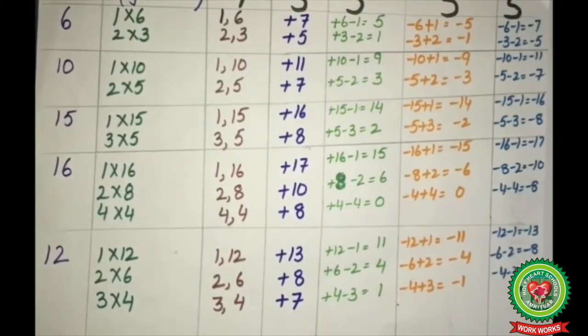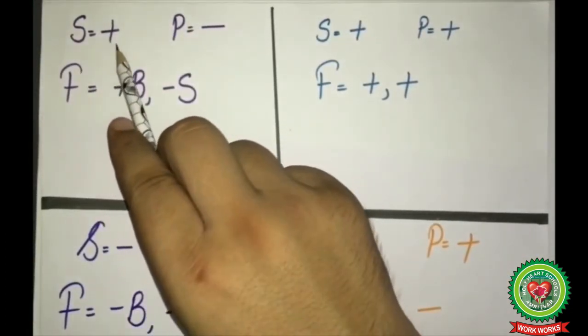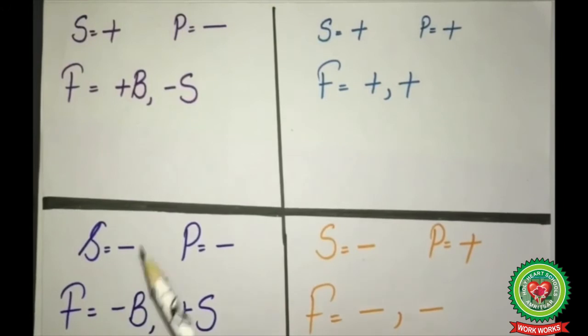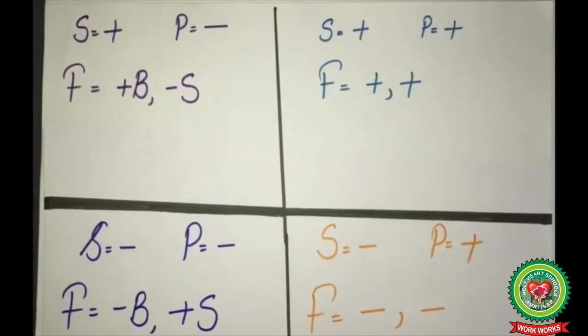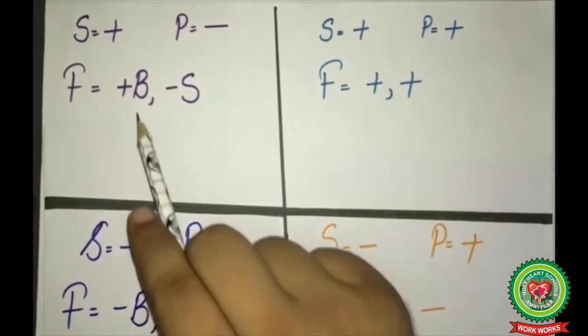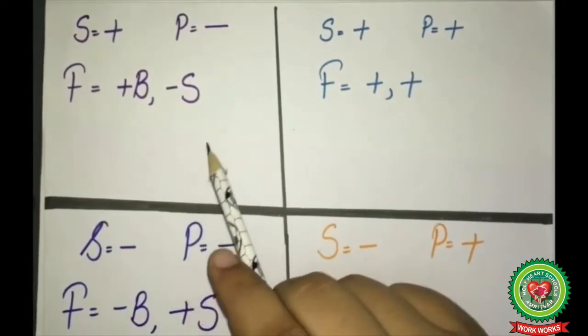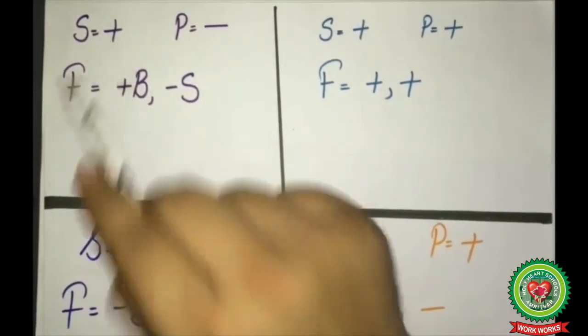Now students, we are going to discuss how to identify the sign of factors in the different cases. The first case, in which the sum will be with the plus sign and the product will be with the minus sign. Since the product will be having a sign of minus, both the factors will be with different signs. In this case, the bigger factor will be having a sign of plus and the smaller factor will be having a sign of minus, since we require the sum to be with the plus sign.